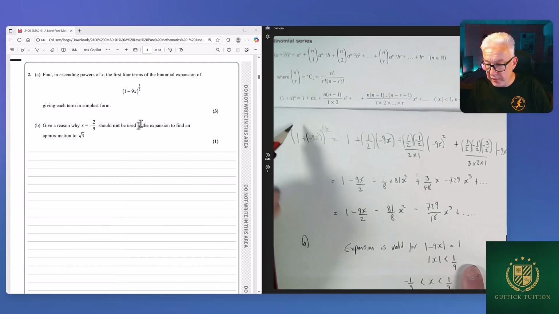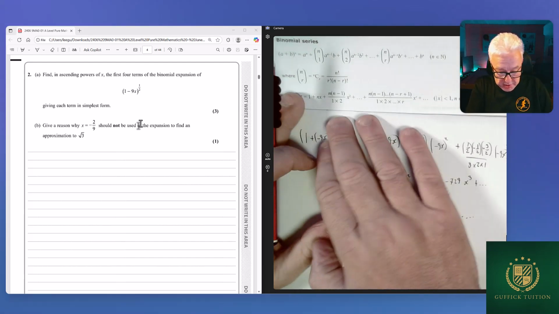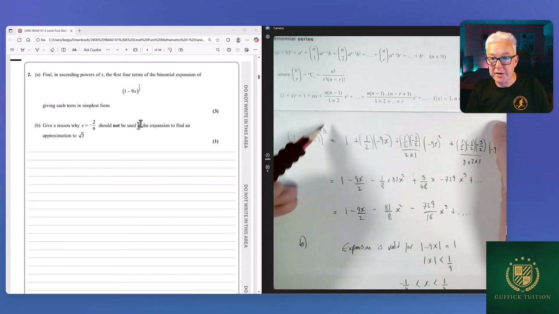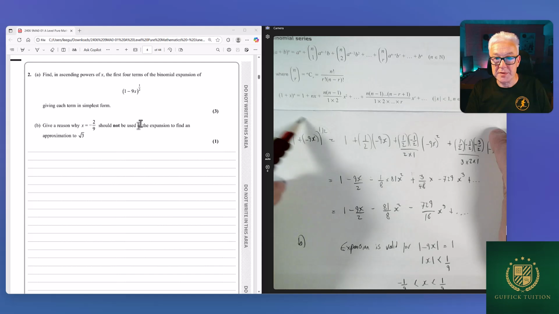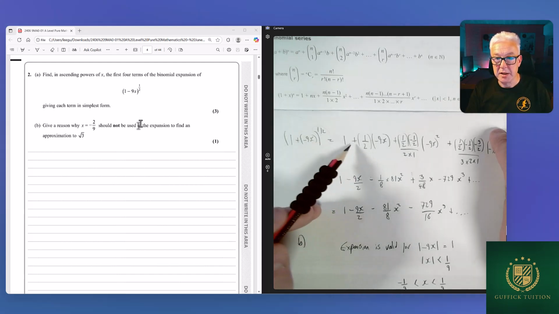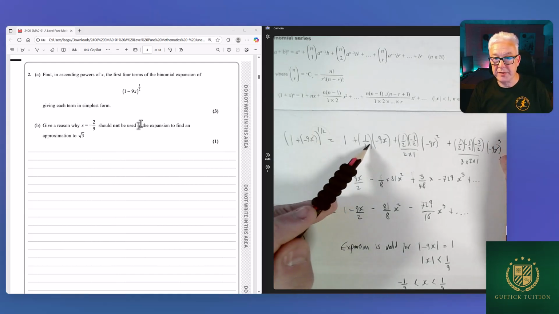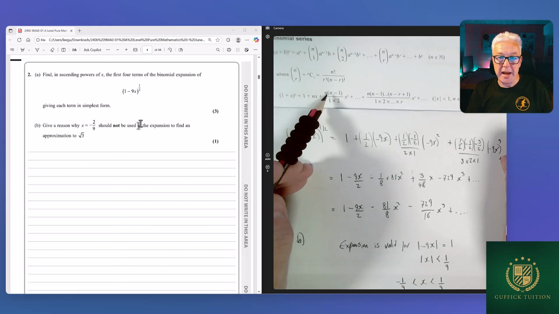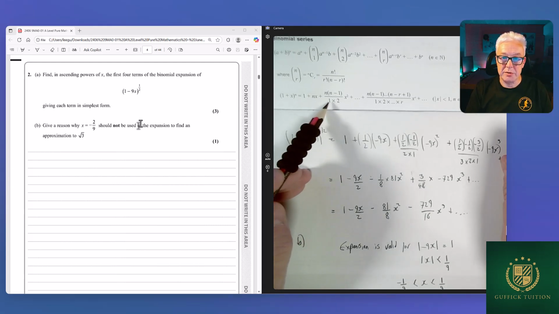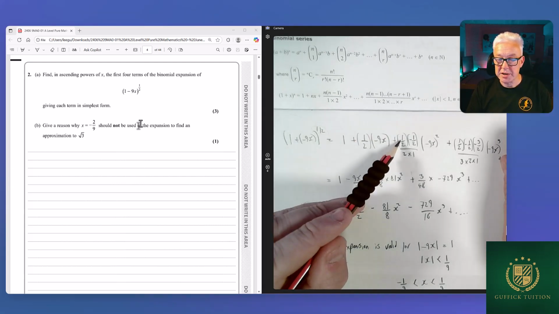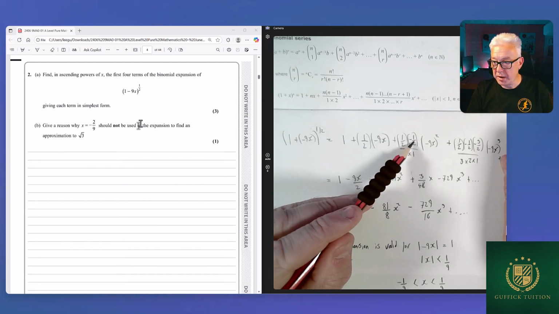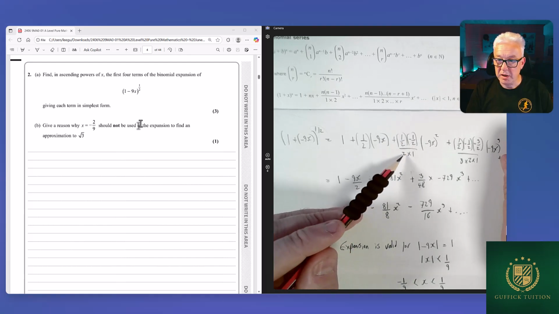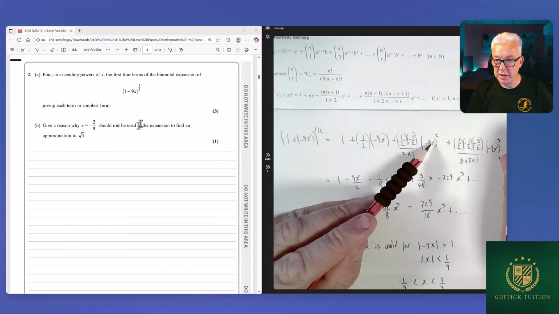And what have we got? We've got 1 plus n times x. So 1 plus our n, which is a half, times our x, which is minus 9x. So that's 1 plus nx for the first one. And then we've got plus n times (n minus 1) over 2 times 1 times x squared. So our n is a half, and our n minus 1 is going to be a half minus 1, which is going to be minus a half. So a half minus 1 is minus a half, over 2 times 1, and then we've got minus 9x squared there.